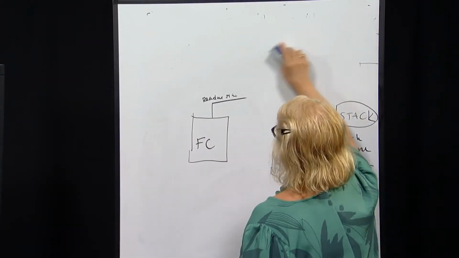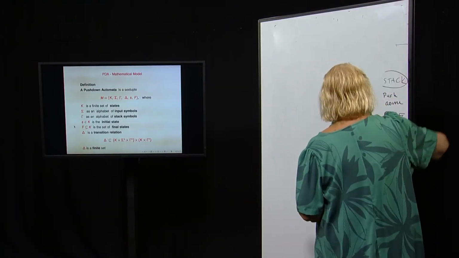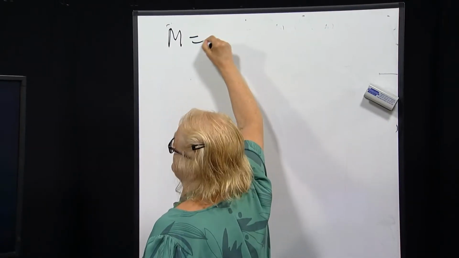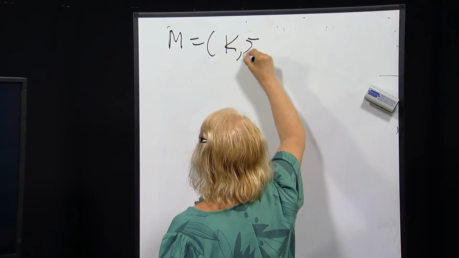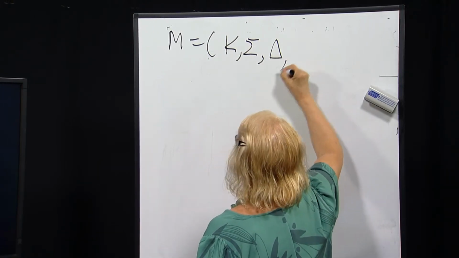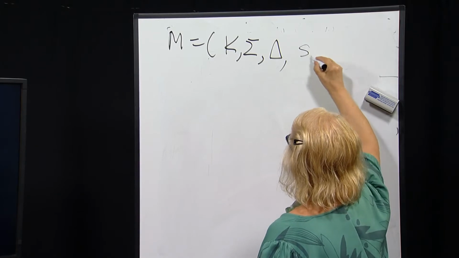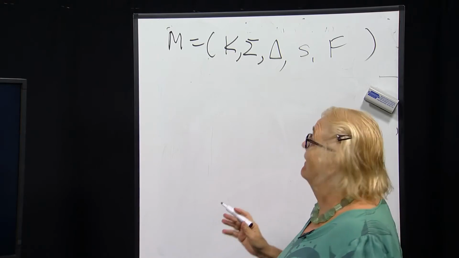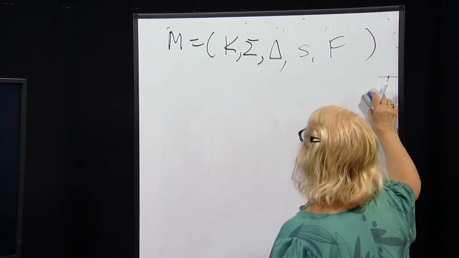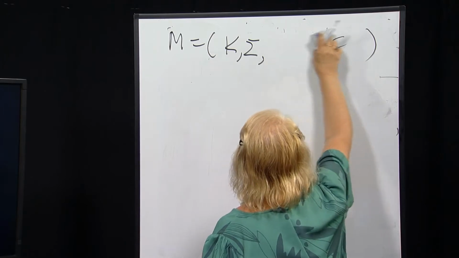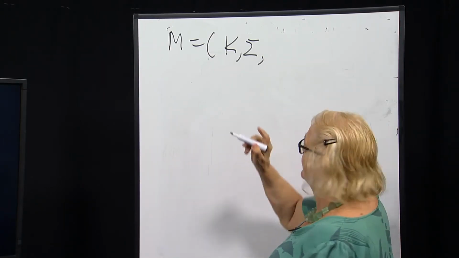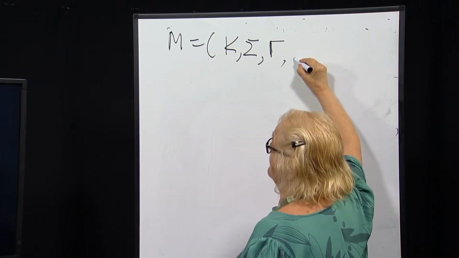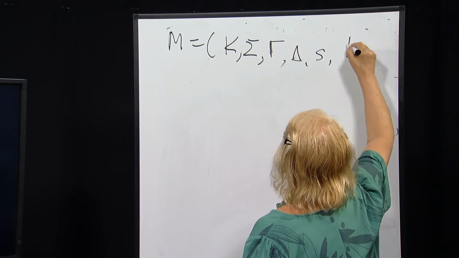Now we have a little bit more pieces. Now M is K, Sigma, Delta, S, F. But, oh, I forgot something. I was going too fast. Never go too fast. You have a new piece, Gamma. And then you have Delta, you have S, and you have F.